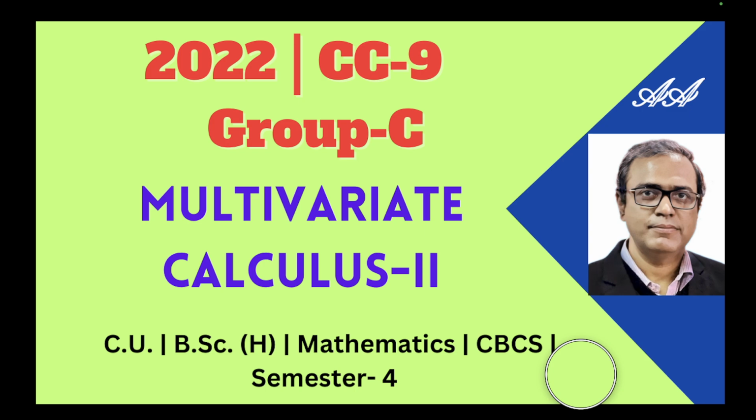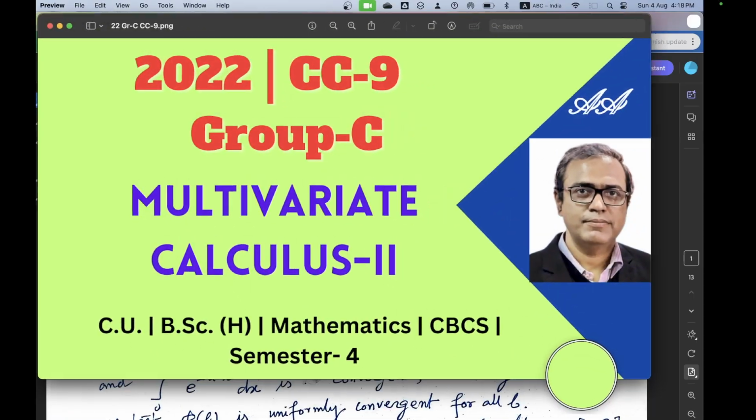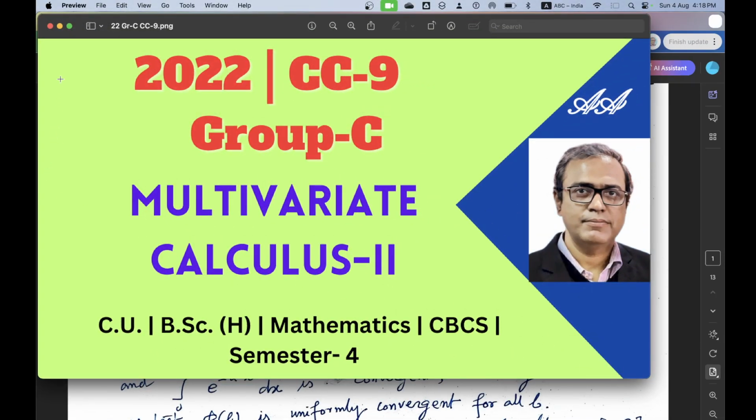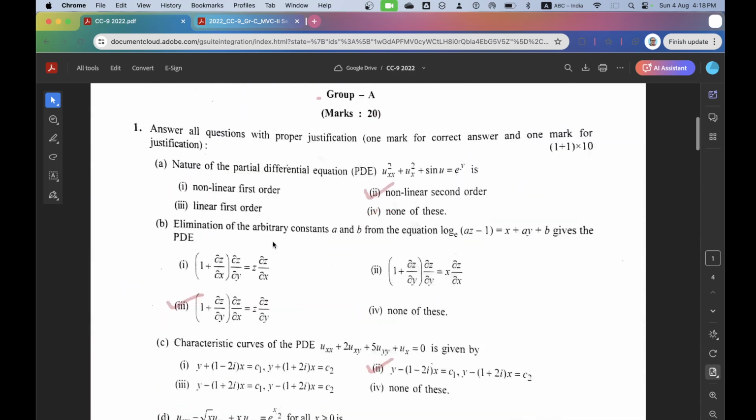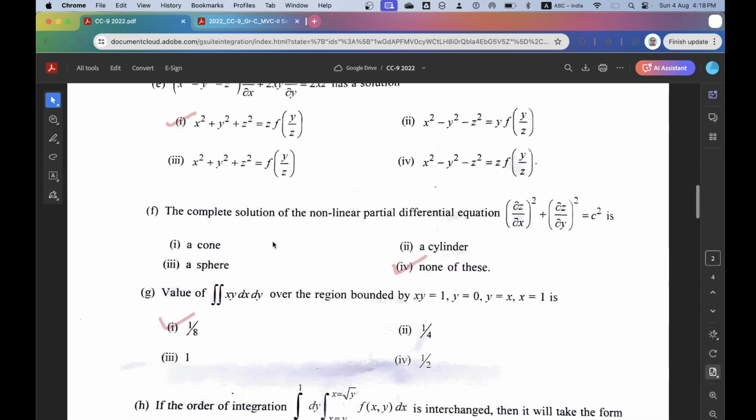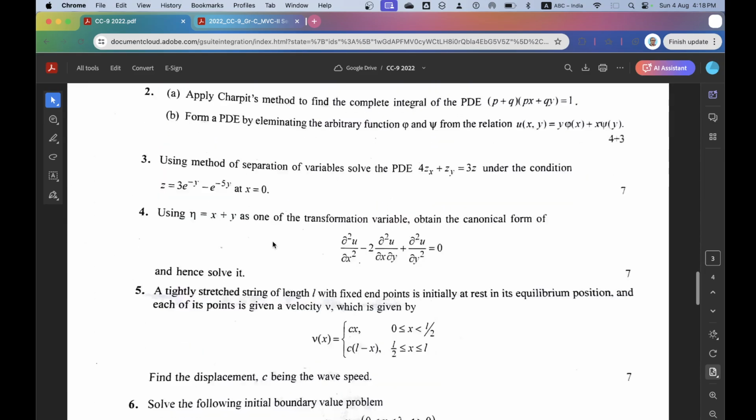Now we discuss the paper CC-9 Group C Multivariate Calculus 2, 2022 Mathematics Honors Semester 4, Calcutta University B.Sc Honors in Mathematics. Question paper 2022 Group C.